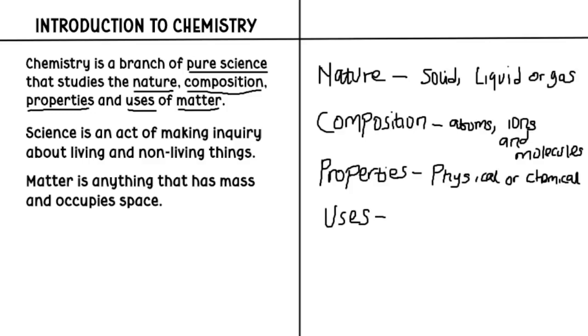So when you begin to make studies on the nature, composition, properties, and uses of matter, what you're doing is chemistry. You can see that chemistry can be said to be the study of everything around you as a branch of your science.